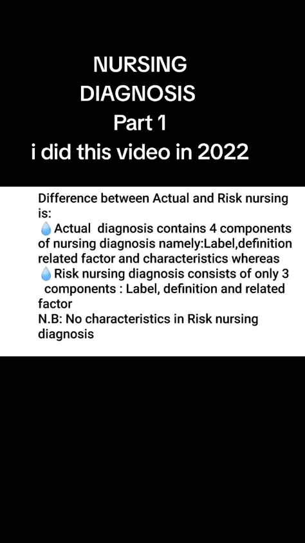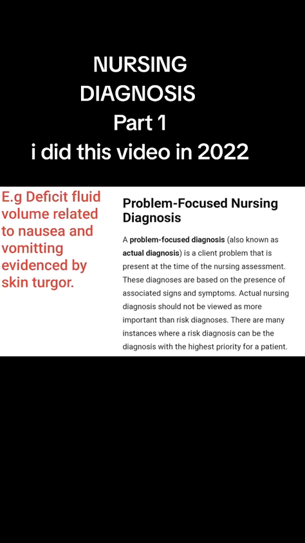The difference between actual diagnosis and risk diagnosis is characteristics. The actual diagnosis has characteristics, which are signs and symptoms, whereas risk diagnosis has none. So actual diagnosis contains 4 components or features of nursing diagnosis, which are definition, label, related factor, and most especially the characteristics, which are the signs and symptoms. Example, deficit fluid volume related to nausea and vomiting, evidenced by skin turgor.